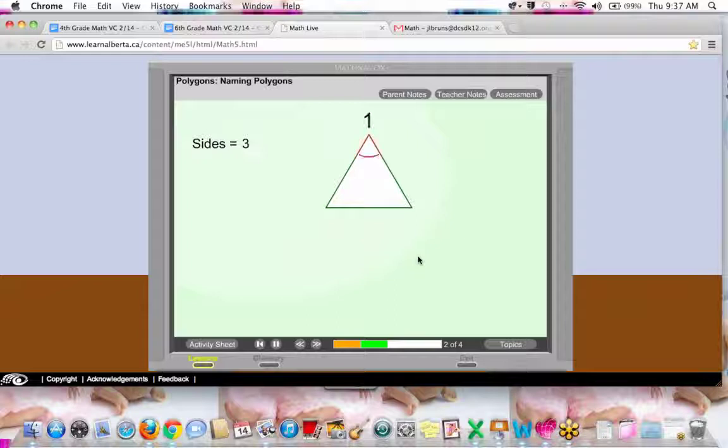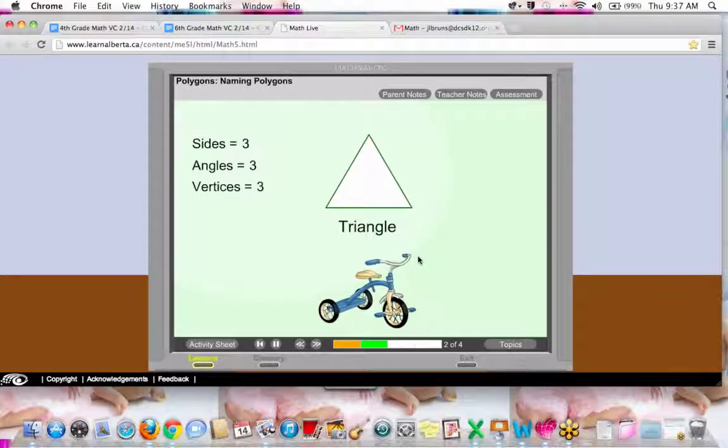angles, and vertices it has. Based on the number of sides, angles, and vertices, we know this polygon is a triangle. So just like a tricycle has 3 wheels, a triangle has 3 sides, angles, and vertices, right?